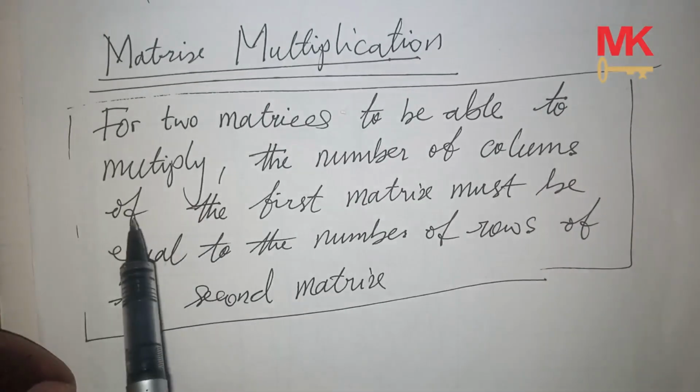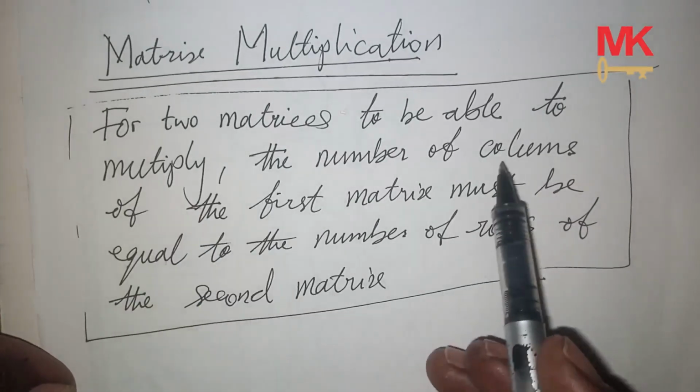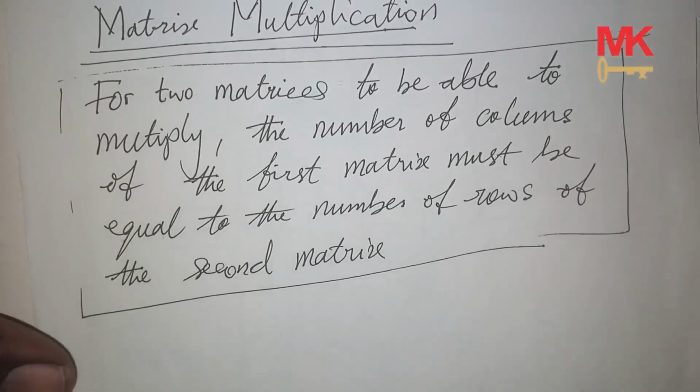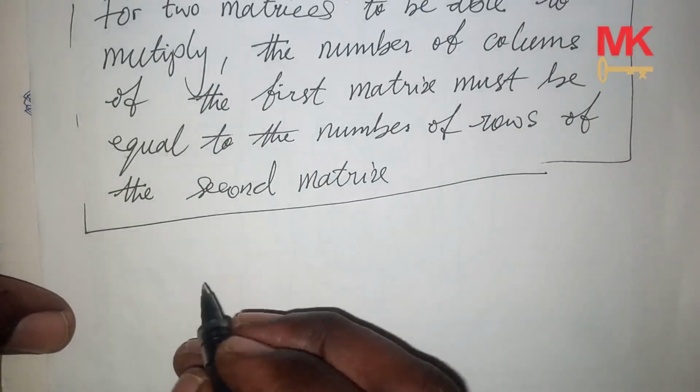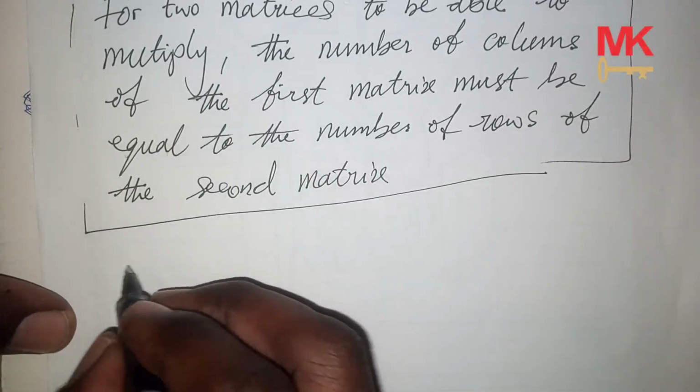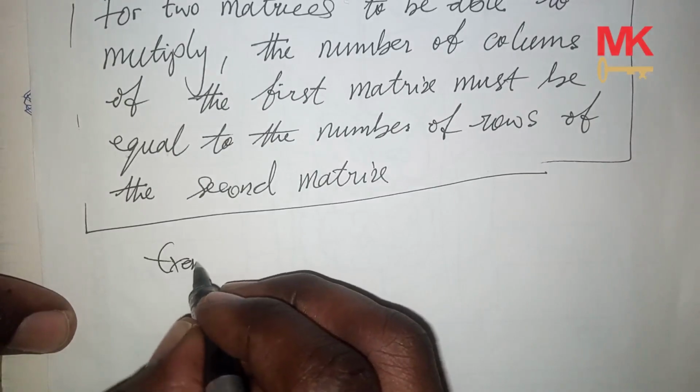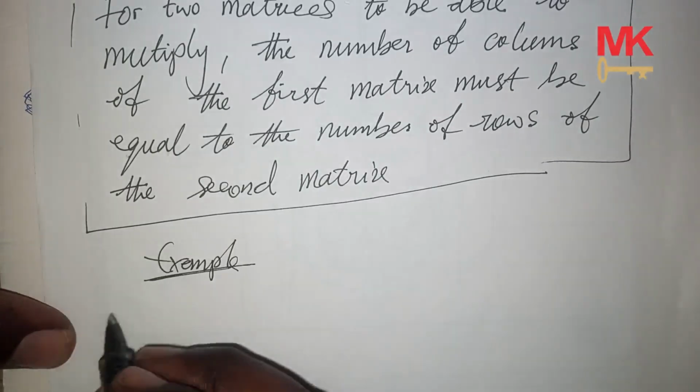So if the number of columns of the first matrix is not equal to the number of rows of the second matrix, the two matrices cannot multiply. Take, for example, let's look at these two matrices, whether they can multiply. Can these two matrices multiply? Let's look at them now.